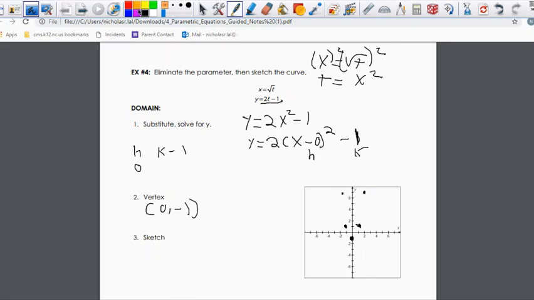So we have a parabola, and at this point we are off the charts. This is our parabola. This is our curve, and we sketched it.